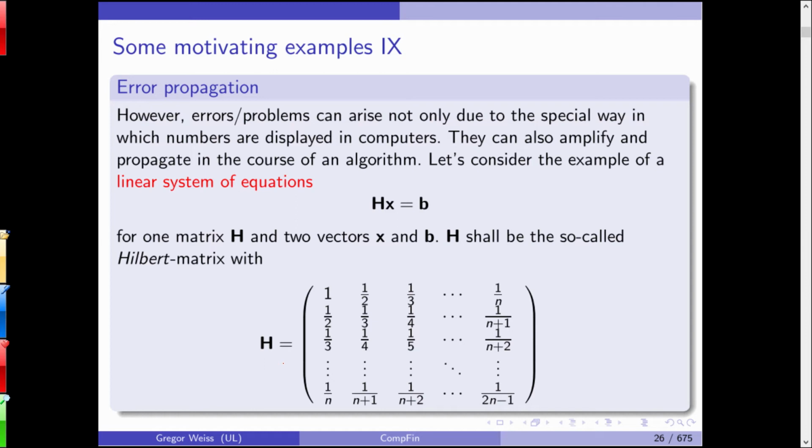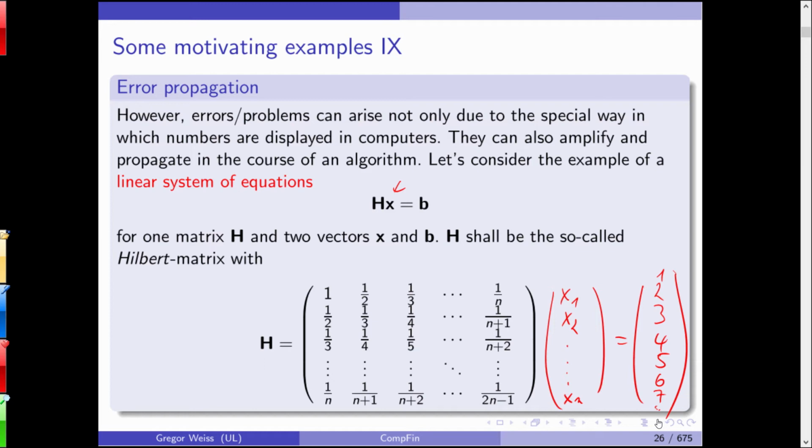You probably all know a system of linear equations and how to solve it. Usually, a system of linear equations is written like this: a matrix H times a vector X equals a vector B. We are looking for this vector X, and this would, for example, look like this: ... times xn equals 1, and so on, or something else. So this would be a system of linear equations.